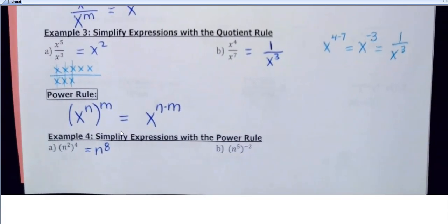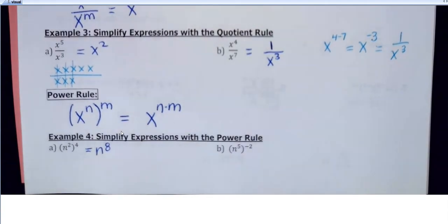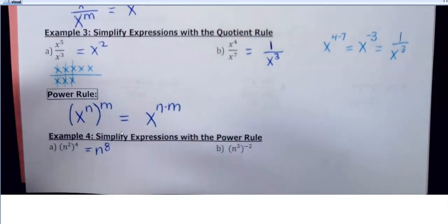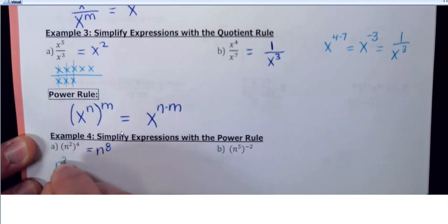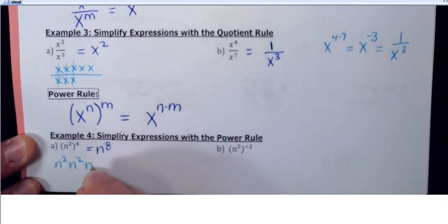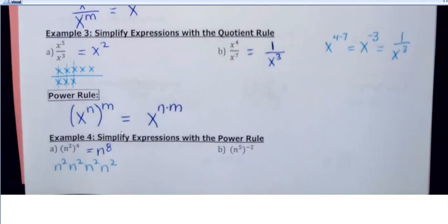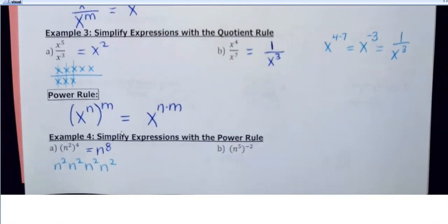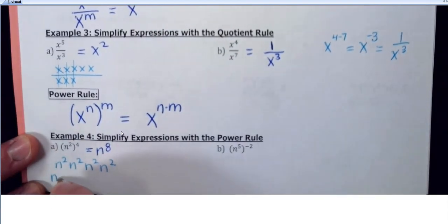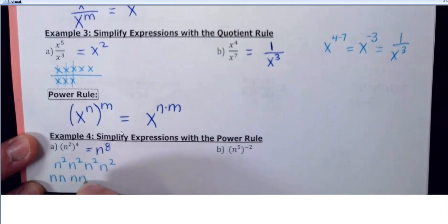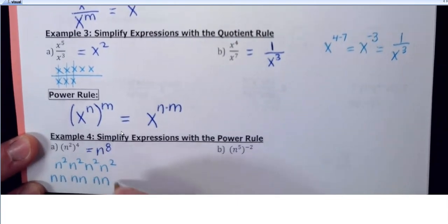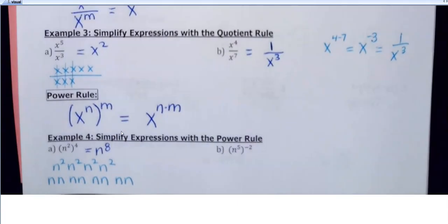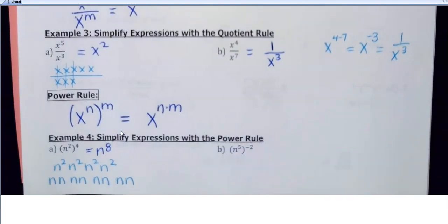Now, again, you don't have to write this down, but I'm just going to show you real quick. n squared to the 4th means I would have n squared written 4 times, all multiplied together. And then each n squared would just be n times n. And again, you don't have to write this out, but there would be a total of 8. It's a little faster to just apply that property and go ahead and take 2 times 4. You don't have to write all that out, but that's where that comes from.